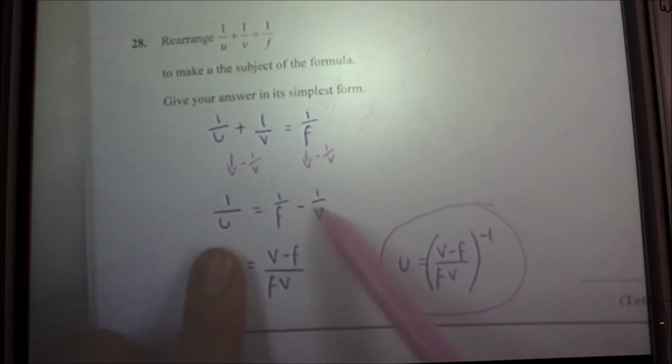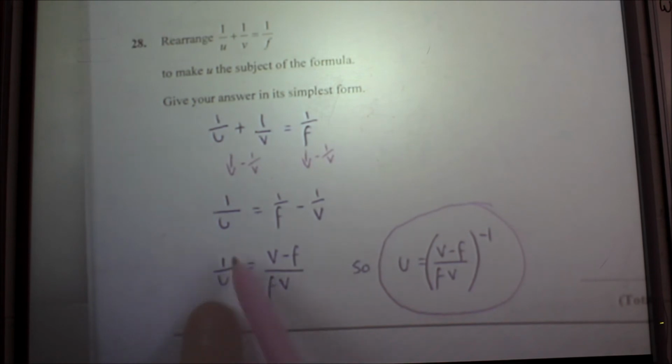Leave that side alone. I've cross multiplied this side. So V times 1 is V, F times 1 is F, and F times V is FV. So we're left with V take F over FV is 1 over U. To make anything 1 over, you put it to the power of -1. But if you do that, you can also reverse it as well. So U equals V minus F over FV to the power -1, because that means to the power 1 over. It didn't have the power 1 over here, so we're going to put it on, and it will get rid of that one for us.